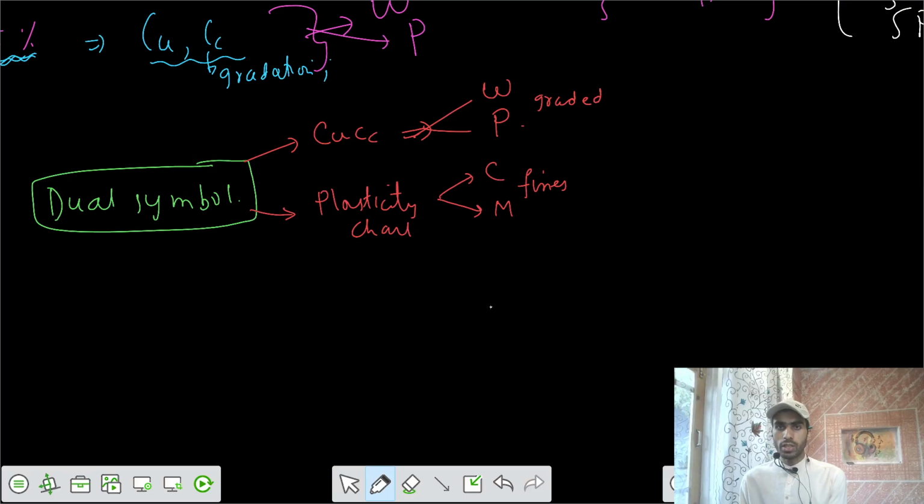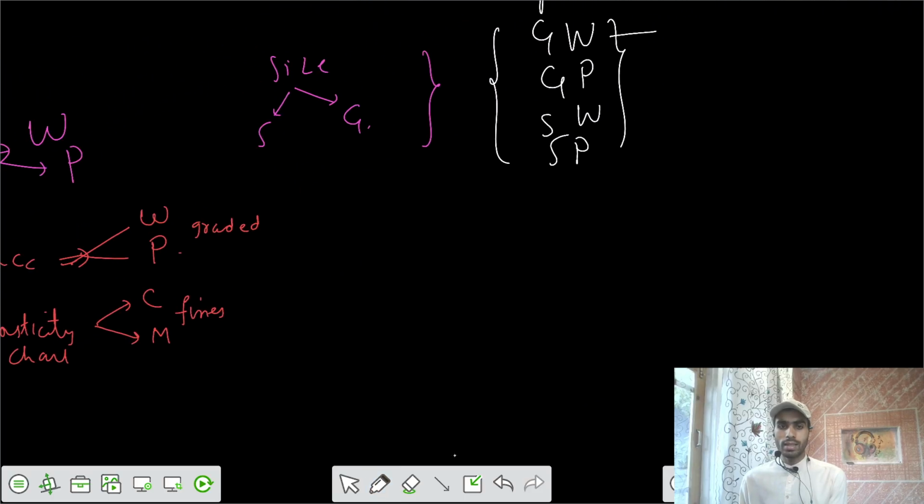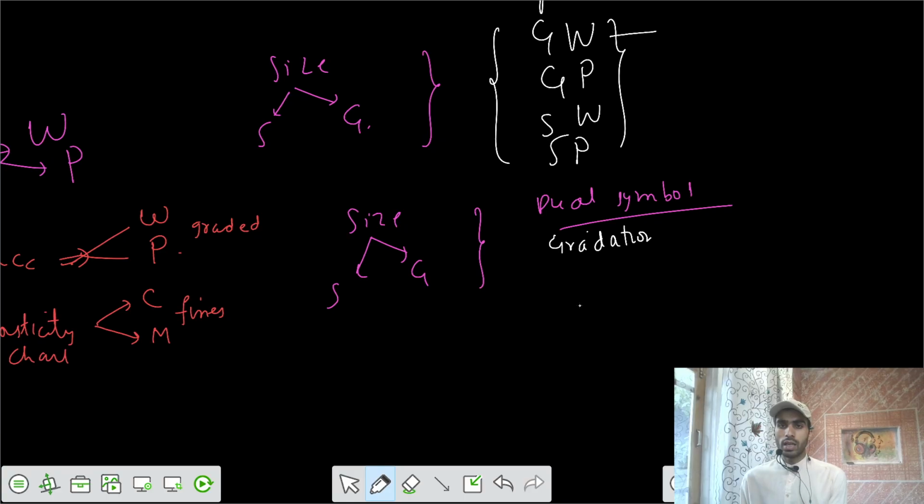So the final combination is there, and size is a must. Size tells me whether your soil is sand or gravel. Because we have dual symbols, we can have different combinations. The first one is your gradation, and the second one is the nature of fines.